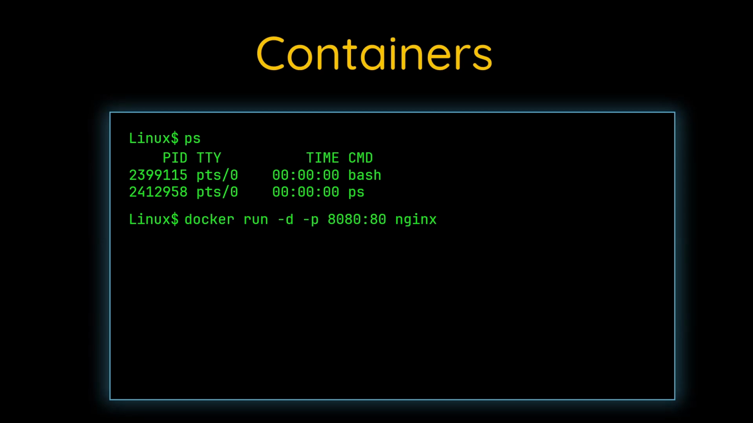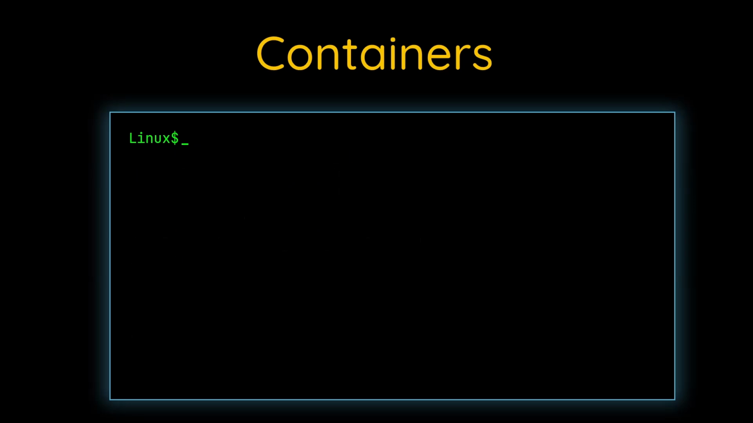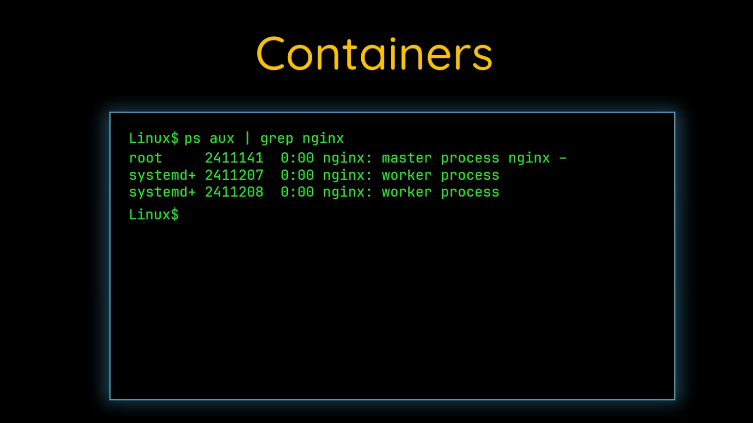Now let's fire up a Docker container with Nginx. It's super simple. Just run this command: docker run -d -p 8080:80 nginx. This pulls the official nginx image, if you don't have it, starts the container in detached mode, and maps port 8080 on your host to port 80 inside the container. Boom, your web server is live in seconds.